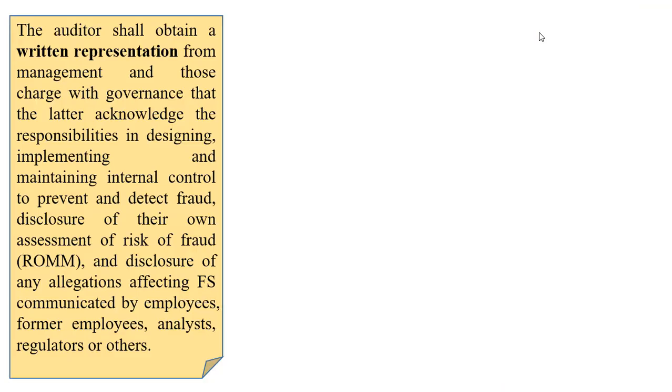The auditor shall obtain a written representation from management and those charged with governance that the latter acknowledge their responsibilities in designing, implementing, and maintaining internal control to prevent and detect fraud, disclosure of their own assessment of risk of fraud, and disclosure of any allegation affecting the financial statements communicated by employees, former employees, analysts, regulators, or others.